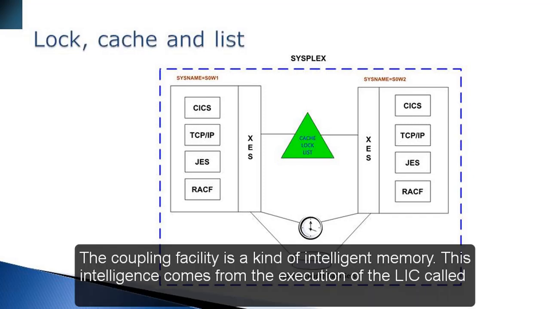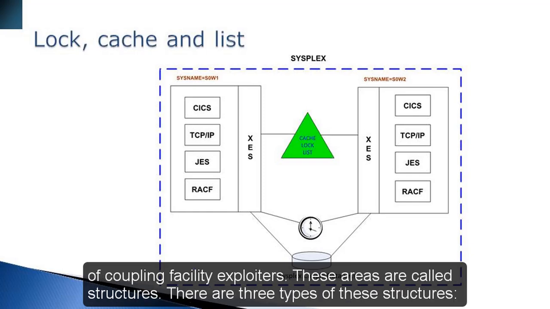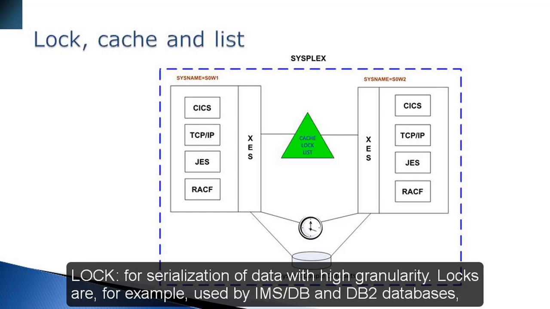The coupling facility is a kind of intelligent memory. This intelligence comes from the execution of the LIC called Coupling Facility Control Code (CFCC) in an LP. Areas of the coupling facility storage are allocated for the specific use of coupling facility exploiters. These areas are called structures. There are three types of these structures.